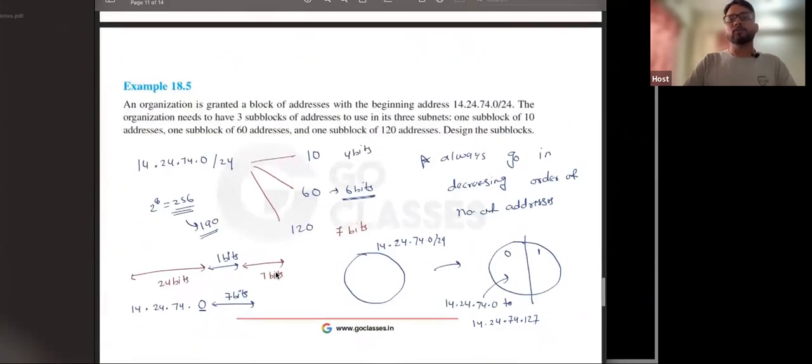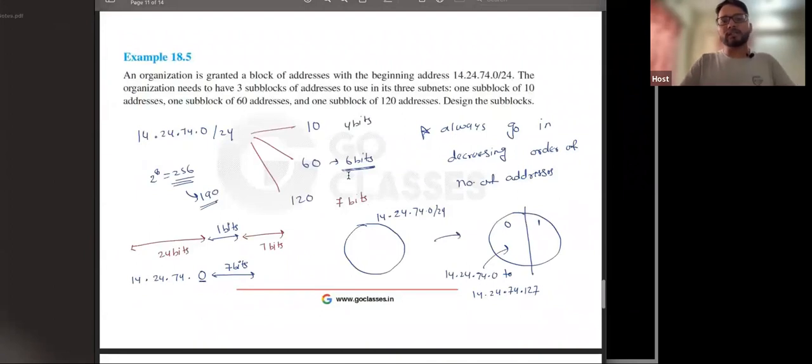Okay, so now let's see this question. An organization is granted a block of addresses, this question I have taken from Forouzan. An organization is granted a block of addresses with the beginning address this. So they are saying that our organization has this beginning address. The organization needs to have 3 sub-blocks. So what does the organization want to do? It has some pool of IP addresses, which is this, right?